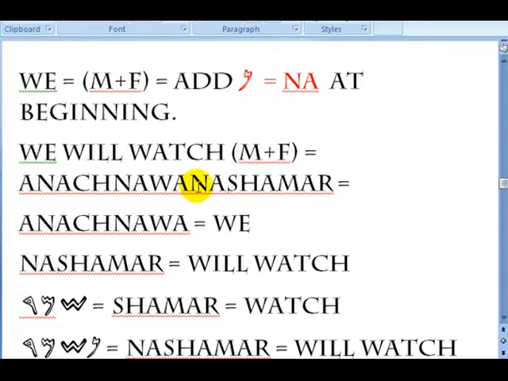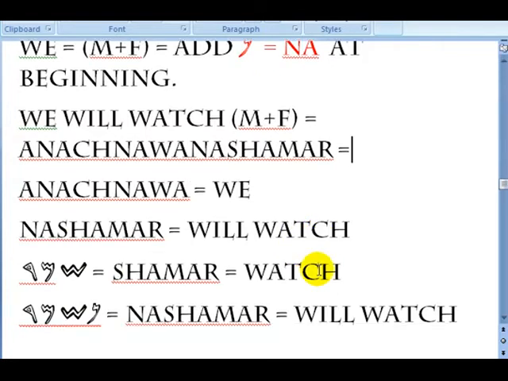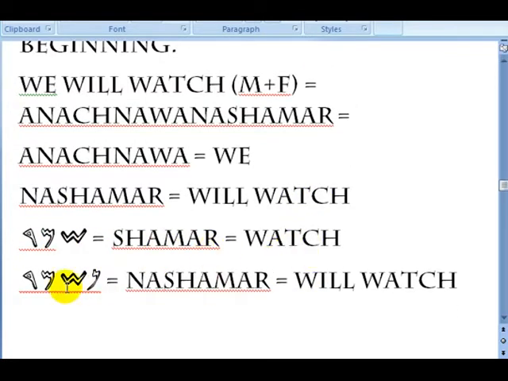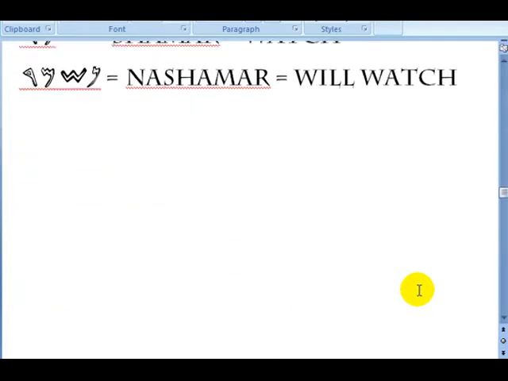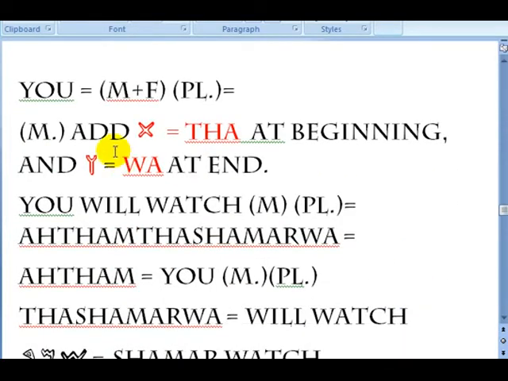We will watch, male plus female, so it doesn't matter which one you use this one for. Anachnawa na shamar. You see how it says you add a na at the beginning. Anachnawa is we. Here goes the na. Anachnawa na shamar. Anachnawa is we, na shamar is will watch, future tense. Shamar is watch, na shamar will watch, future tense.